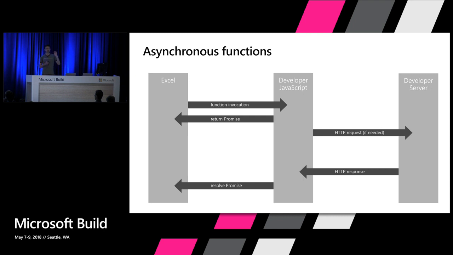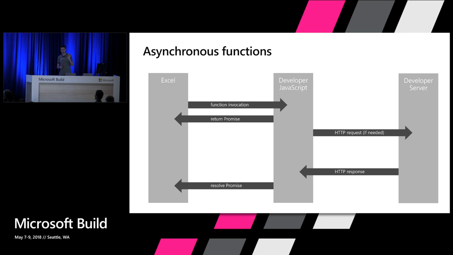Why do you do that? That's the signal to Excel that, yes, the function has been invoked, but you're going to send back a result later on after you get it from, say, the web. An example of this kind of function is the getWeight function that I showed you for the Contoso chocolate factory. You immediately return a promise.